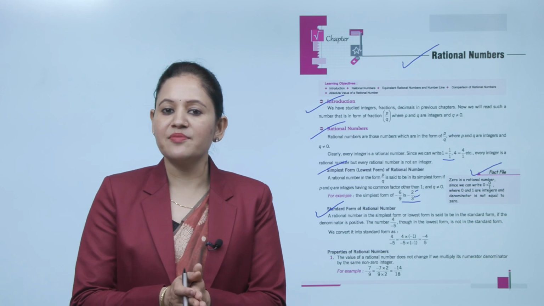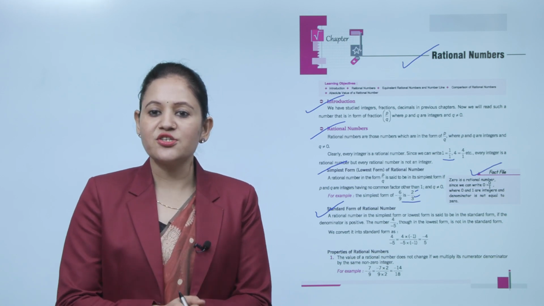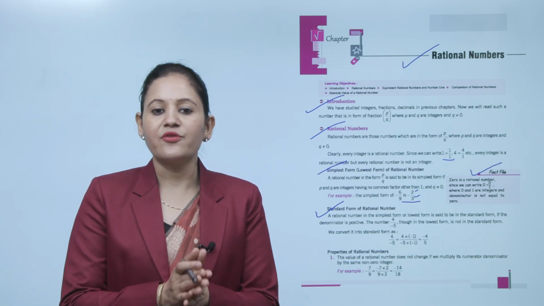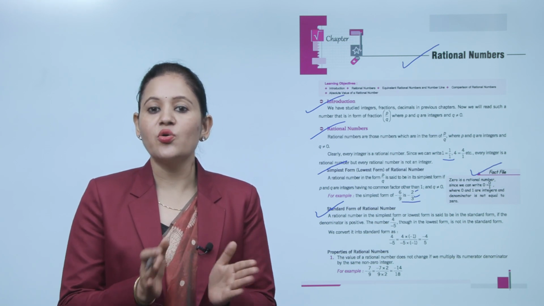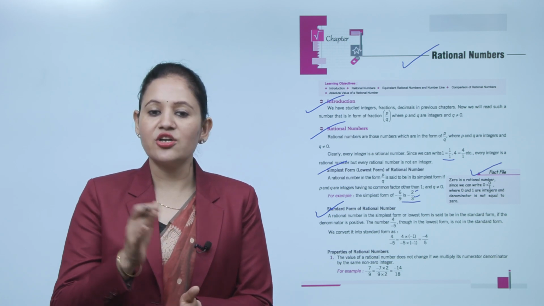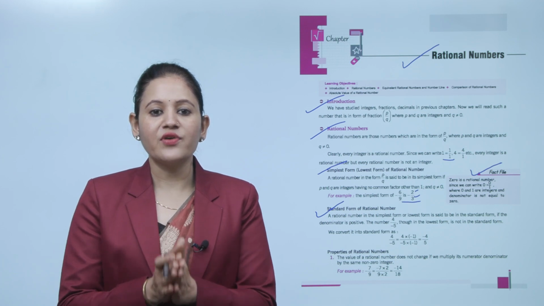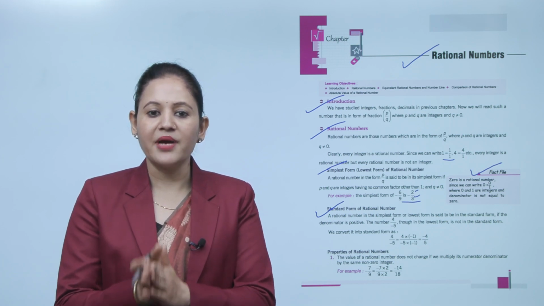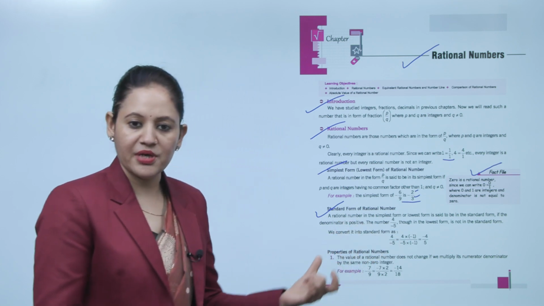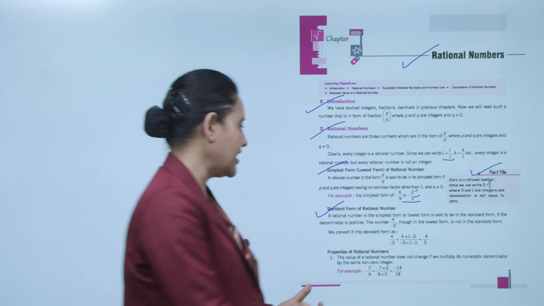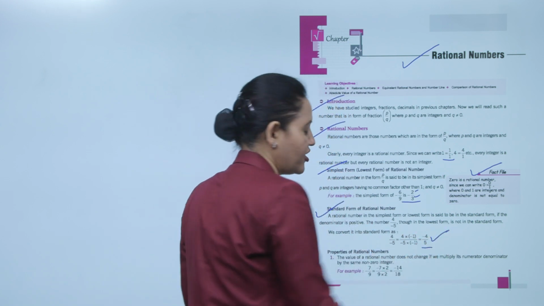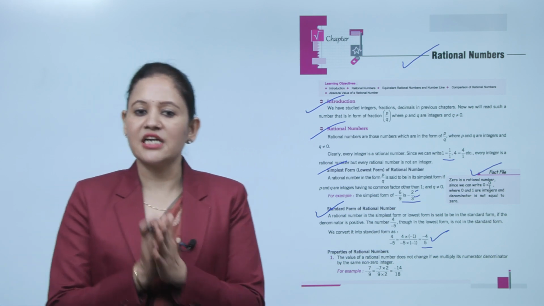A rational number in the simplest form or lowest form is said to be in standard form if the denominator is positive. The number 4 upon minus 5 is though in the lowest form, but it is not the standard form because denominator क्या है, negative है. So we convert it into standard form as 4 by 5 multiplied by minus 1, both the numerator and denominator को minus 1 से multiply करेंगे. So that is equal to minus 4 upon 5. Now the denominator is a positive number, so it is the standard form.